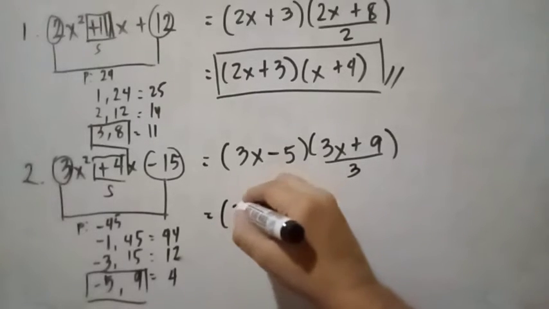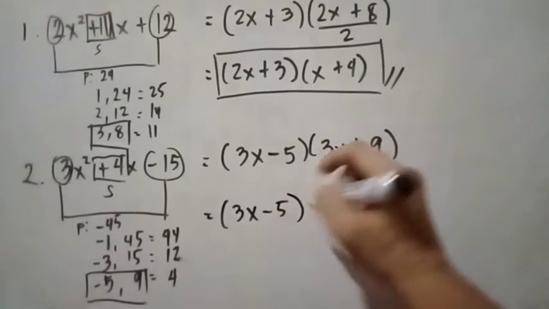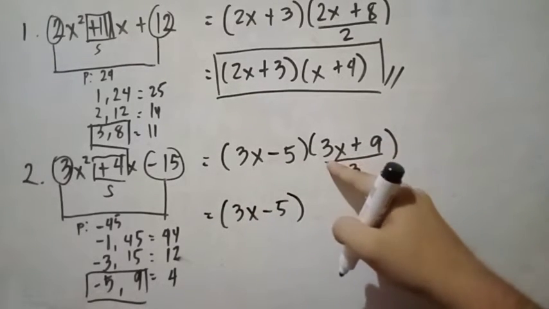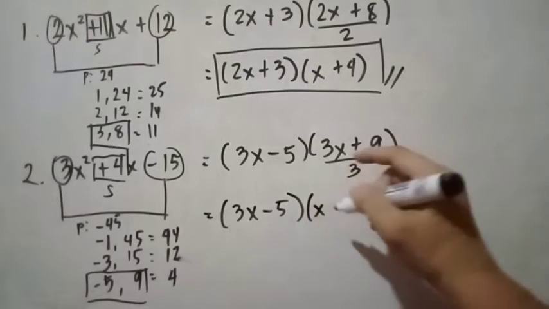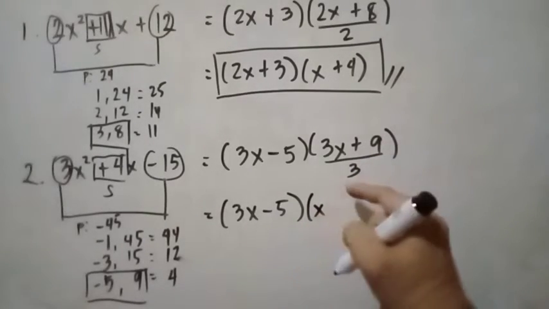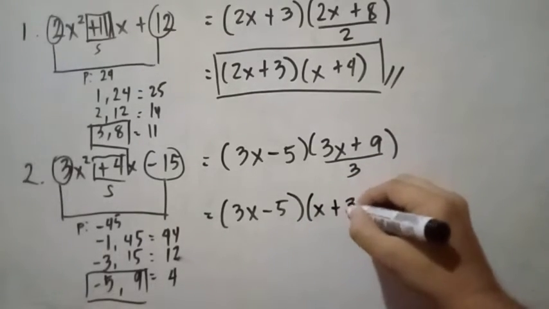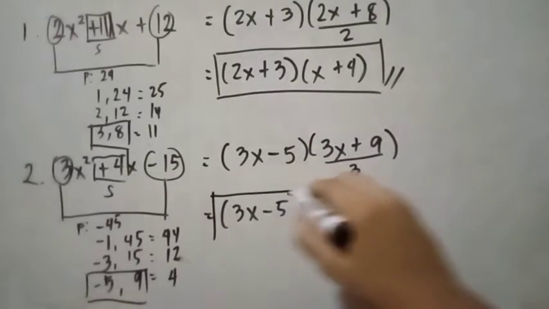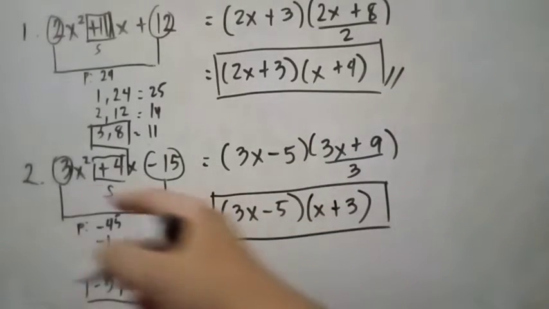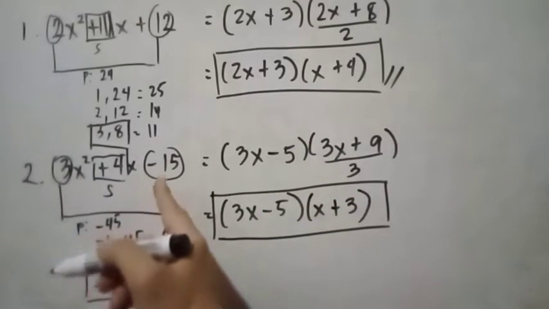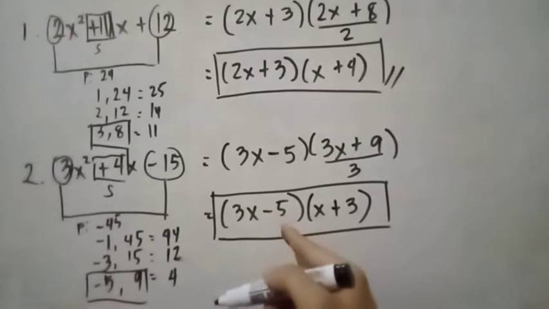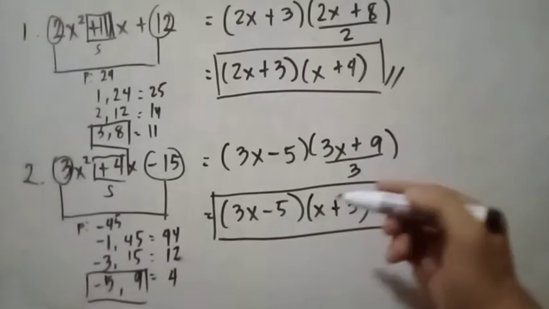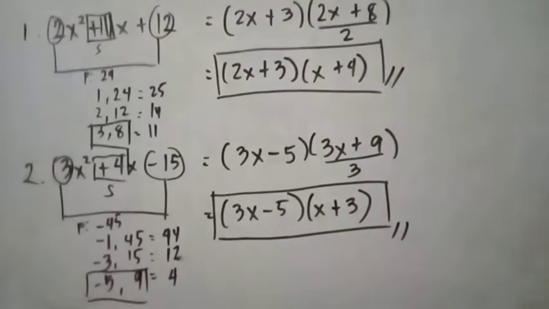And then, we have 3x minus 5. Tapos dito naman, i-divide natin. So, 3x divided by 3 is x, and 9 divided by 3 is 3. And this is the factors of 3x squared plus 4x minus 15. Yan yung 3x minus 5 multiplied by x plus 3. And this is the final answer.